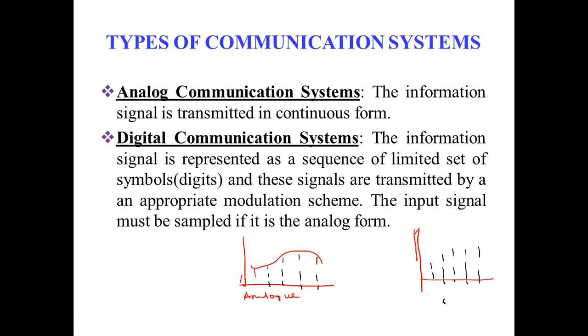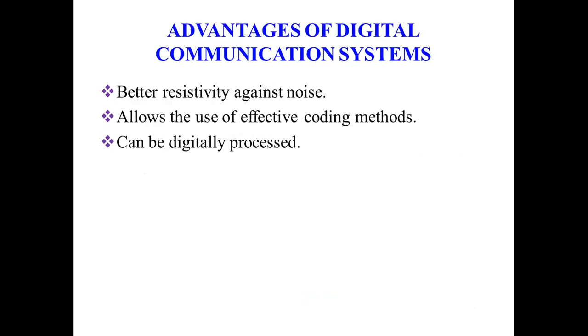This discrete system can be represented in binary form, 0 and 1, but an analog signal cannot be written like that. Because of the advancement of discrete systems, this can be stored in computers, and the computer can interpret it. So we will basically be using digital communication, where the input signal must be sampled from its analog form.